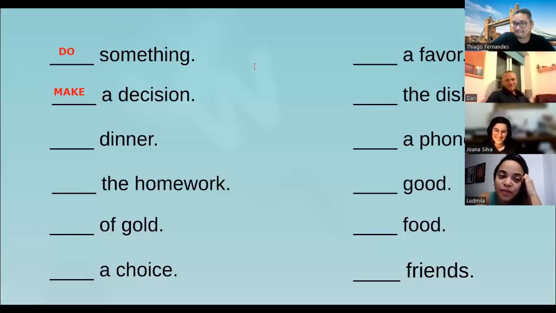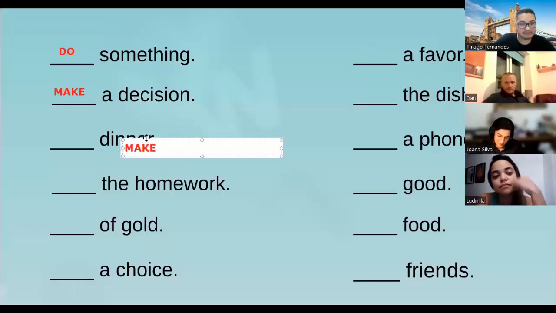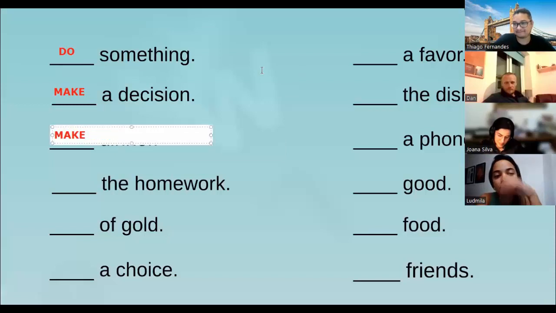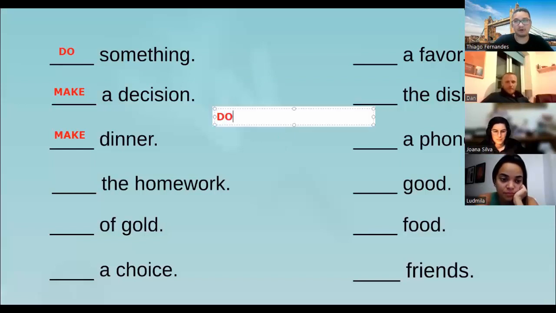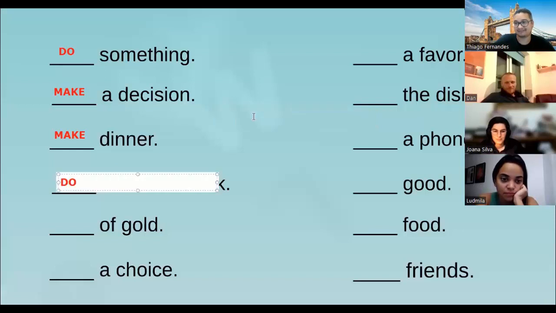Next one. Make dinner. Yeah, cool. Nice. Make dinner. By the way, I will have to make my dinner tonight. Next. Do the homework. Good one, guys. Good on you. Spot on. As I like to say, spot on, guys.